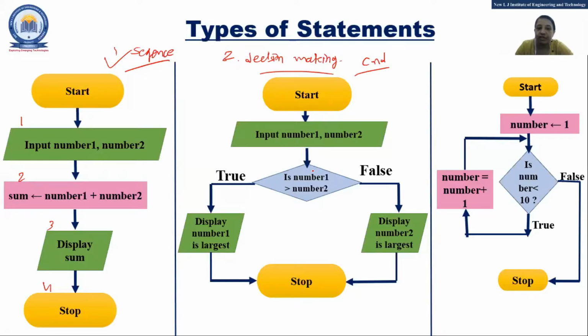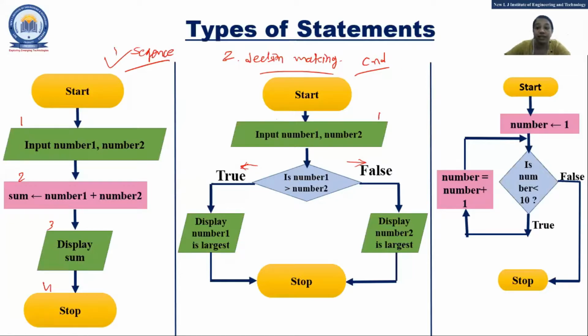Or if you have 2 numbers, input 2 numbers is the first step. After that, we check whether number 1 is greater than number 2. There are 2 paths: it may be false or it may be true. That is the decision making statement. According to that, you need to print something or do processing, either for true or false.